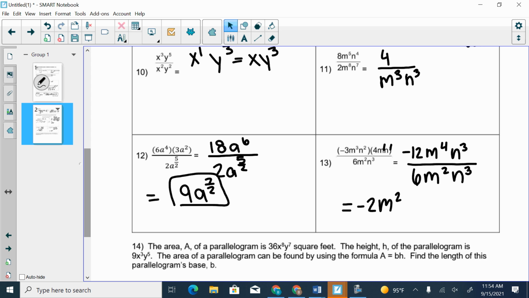Right. 3 minus 3 is 0, right? So they kind of just cancel each other out. There's no more. Right? 3 minus 3 is 0. So this would be my answer.